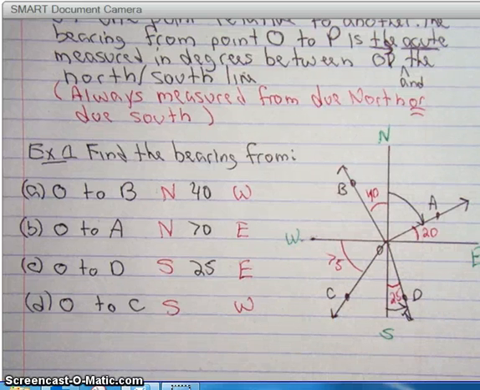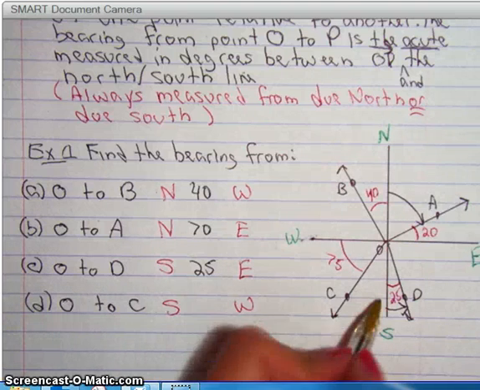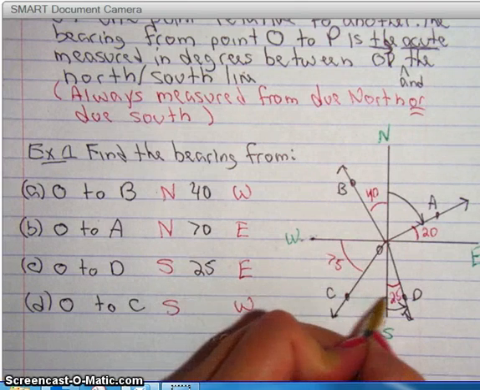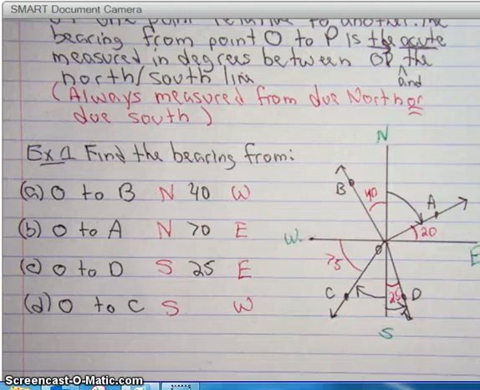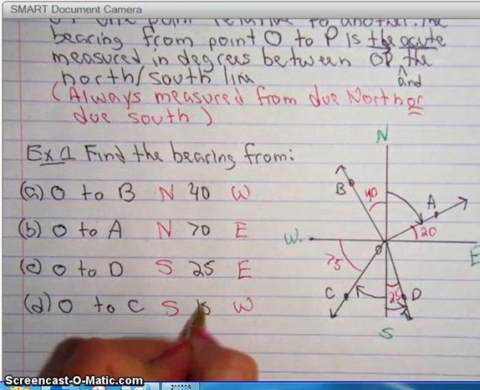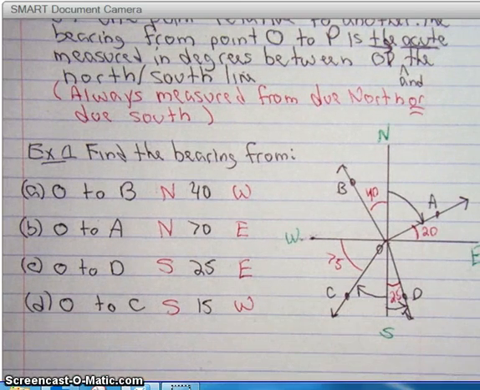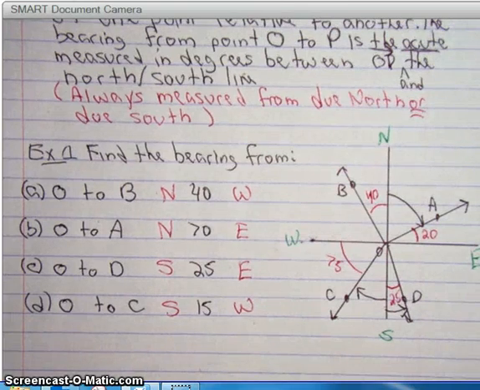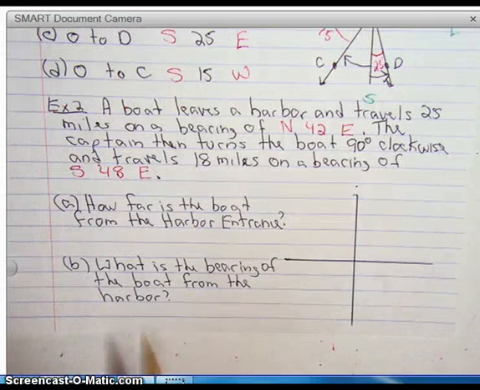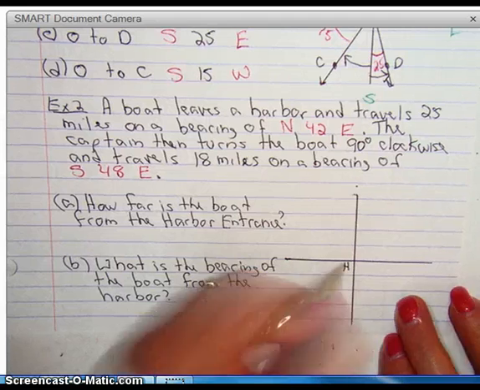Okay? All right. Drew, last one. O towards C. So from south towards C. What do you have, sir? 15 degrees. Okay? Anybody have questions about that? All right, so let's put the harbor right here.